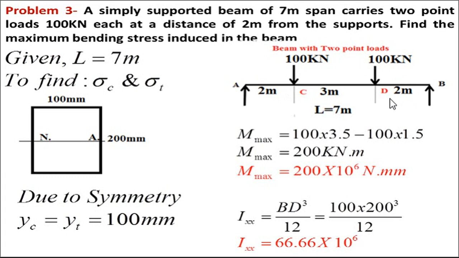Means this 100 is 2 meter from this support, this 100 is 2 meter from this support, and the cross section is a rectangle. This is the cross section, 100 by 200 mm. It carries this particular load, and it is used as a simply supported beam. Now our first job is to use the flexural formula. We have to find out the maximum bending moment and moment of inertia.